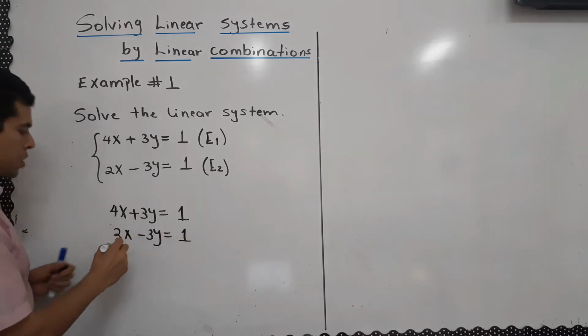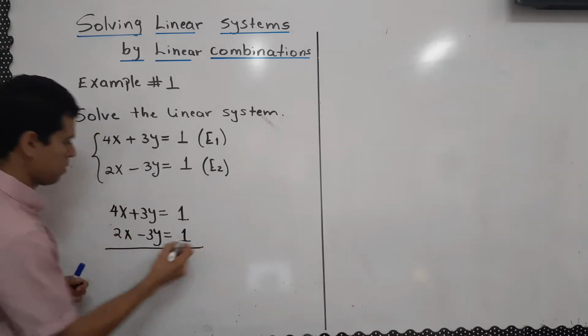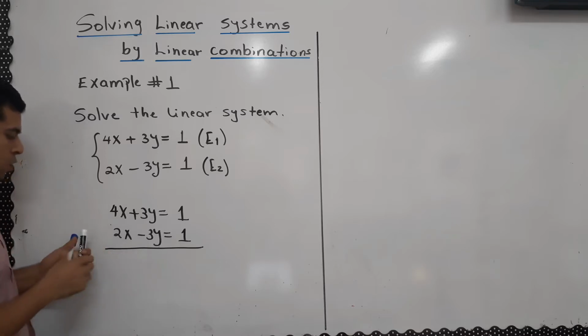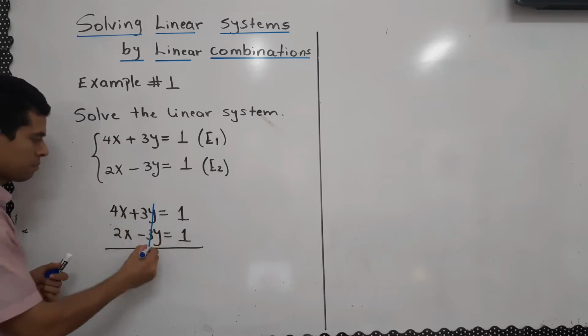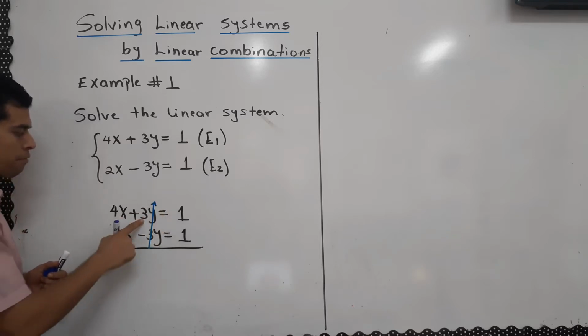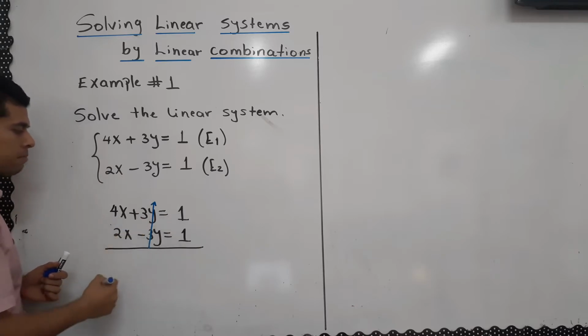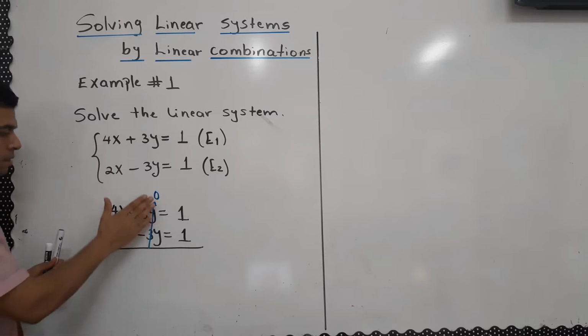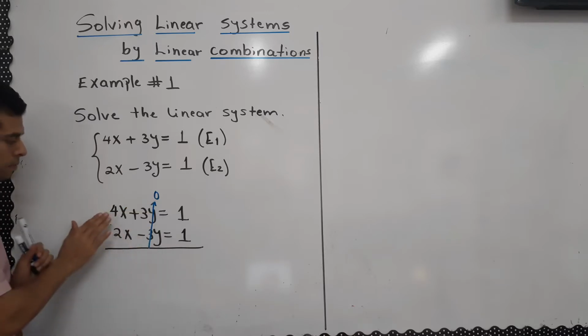If you see here, in this part, you have 3y and negative 3y, opposite signs and the same coefficient. In this case, you can cancel it because this is 0. 3 minus 3 is 0y, 0. So, in this case, that disappears right now.